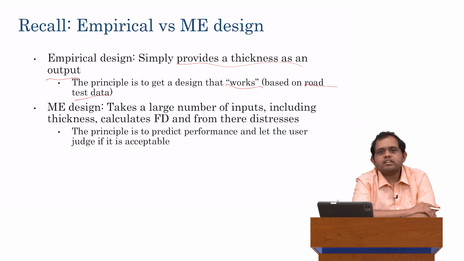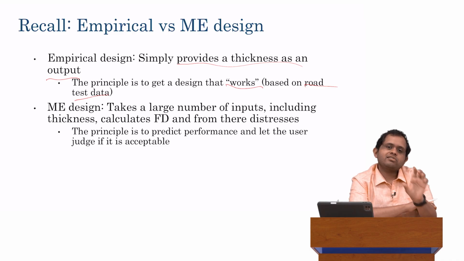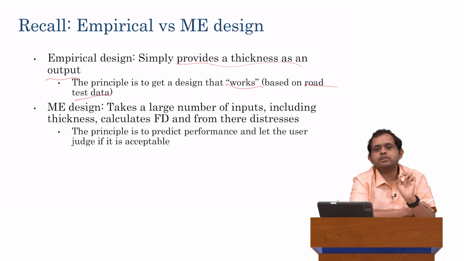In the road test, they tested a large number of sections and put a lot of loads, and if they decided, well, I want 30% cracking or 20% cracking, then that's going to be a section that works. So then what you do in empirical design is just try to get as close as possible to that section which was built during the road test.